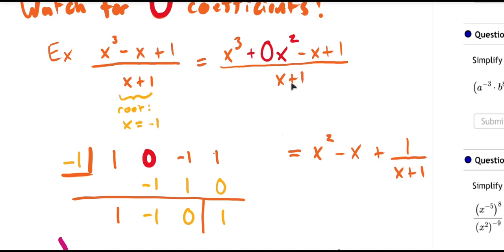We could establish the root of this is minus 1. Dropping our first coefficient down, we take a product, then a sum, then a product, then a sum, then a product, then a sum to reach the end of our algorithm. This would then give me x squared minus x plus 0 plus 1 over x plus 1.